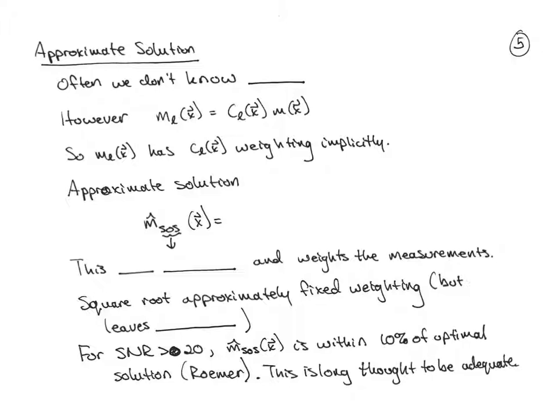Now, often we not only don't know what the noise correlation matrix is, but we might not know what C sub L is, what the sensitivities are, C sub L of X. However, the image that we get from each coil, m sub L of X, is equal to the true image times the sensitivity. So m sub L of X already has some weighting implicitly of C sub L of X. So one way to approximate this solution, to approximate having C sub L of X, is to do a sum of squares combination. So we call this SOS. Sum of squares.